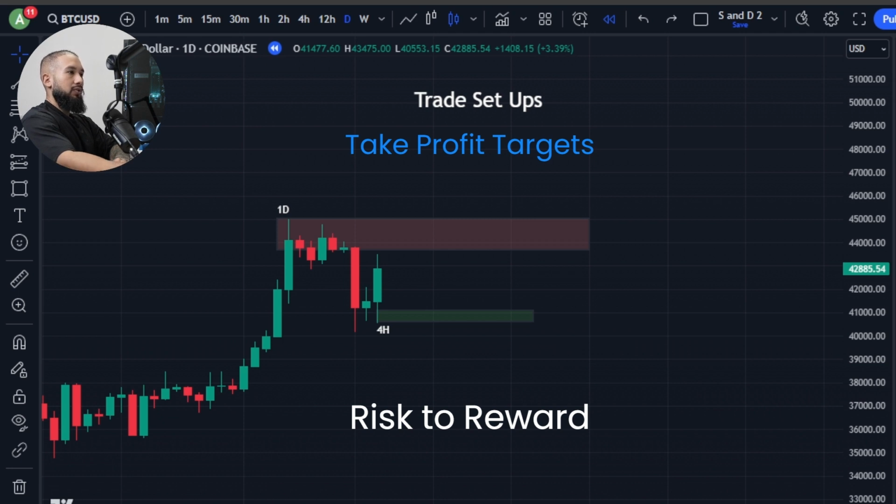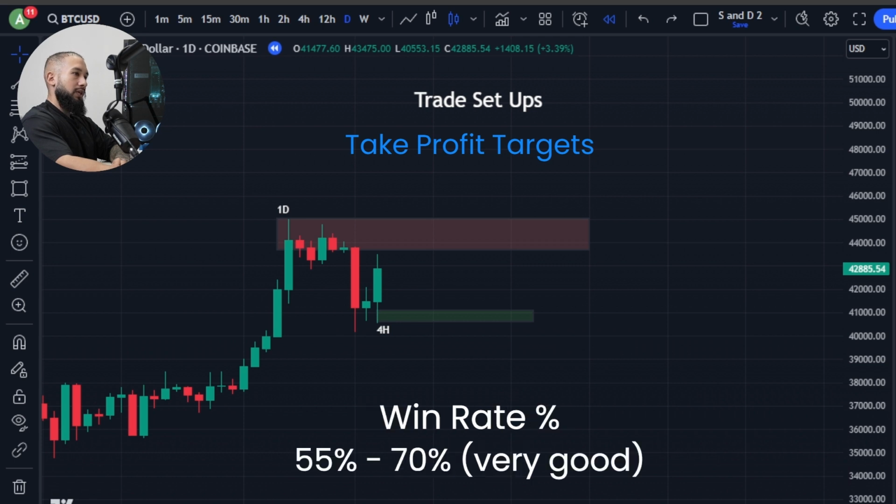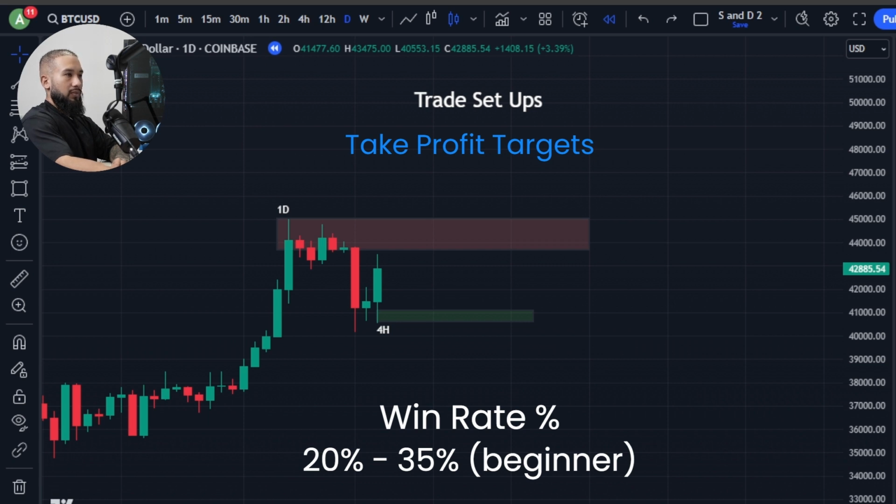Now, when it comes to risk to reward targets or setups, I like to aim for 1 or 2 R multiples. So 1-to-1 or 2-to-1 risk to reward setups. The lower your risk to reward setup, the higher your win percentage needs to be. Me personally, my win percentage ranges from about 55 to 70%. So that's very good. As a beginner trader, yours is most likely going to be around 20 to 35%. So you need to aim for higher risk reward setups, like 2-to-1 and 3-to-1 and up.